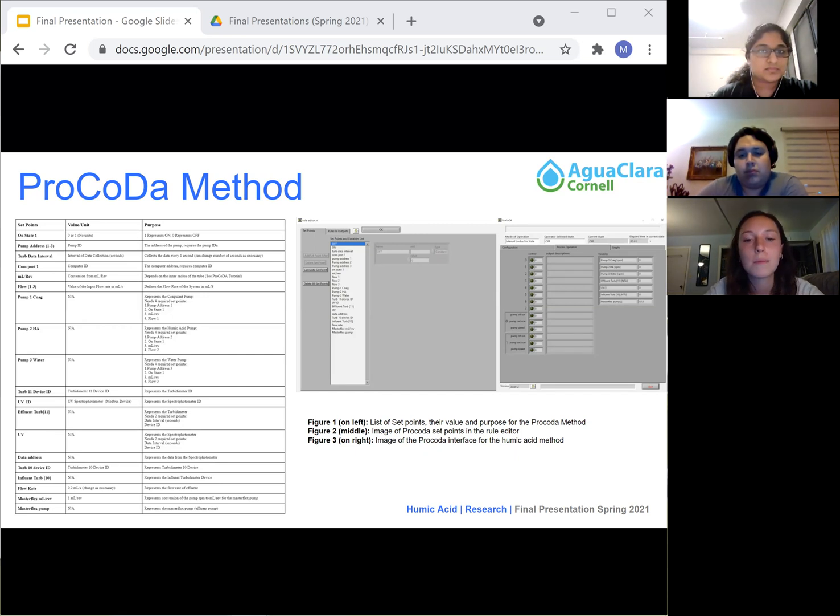Shown on the screen, there's an image of all of the set points that are used in our method, as well as an image of the Procoda set points on Procoda itself, and also the general running interface. We went through and made sure that everything checked out and was accurate, and hope that the future subteams would be able to use this improved Procoda method to further the experimentation and have a smooth transition into lab.